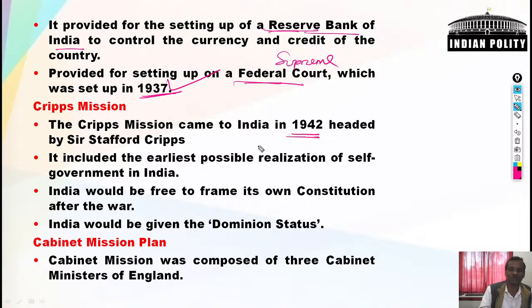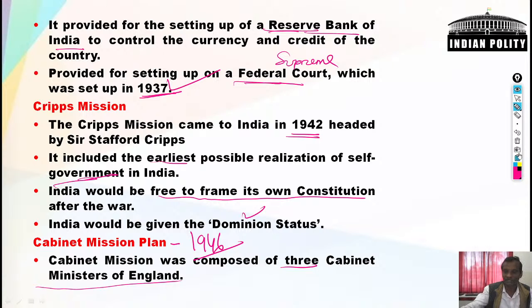37. The Cripps Mission came to India in 1942. Okay, it included earliest possible realization of self-government, independence. India would be free to frame its own constitution. It would be given dominion status. But it was called a post-dated cheque on a crashing bank by Mahatma Gandhi perhaps. Okay, post-dated cheque, PDC, on a crashing bank. That means the Cripps Mission was vehemently criticized. Then came the Cabinet Mission. It came in 1946. 1946 में आया था और इसको compose किया 3 cabinet ministers of England.